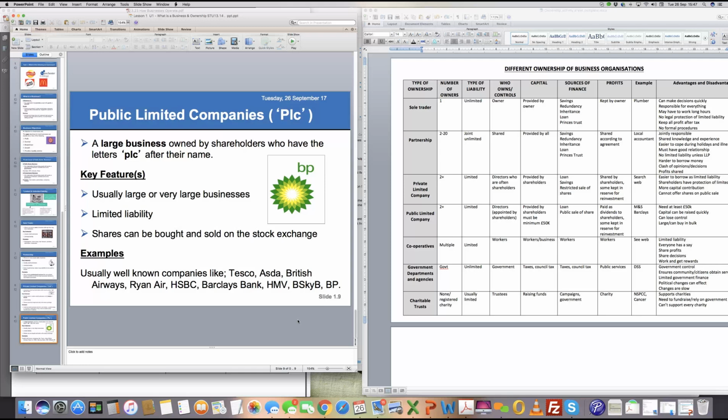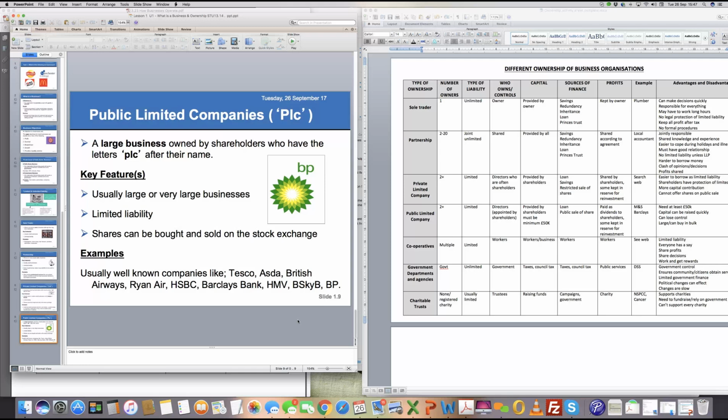Now, when we look at public ownership businesses, we call them PLCs, public limited companies. And here the definition is a large business which is owned by shareholders. So is Tesco, according to you, a private limited company or a PLC? It's a PLC, I think. Yes, it is a PLC.